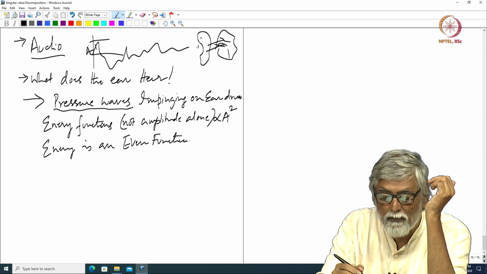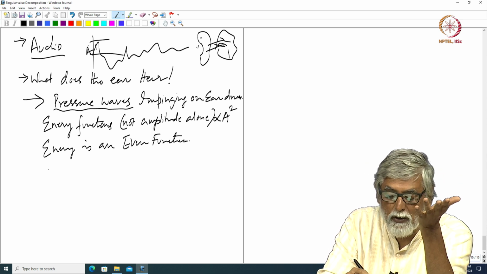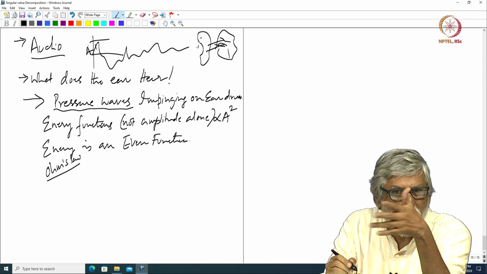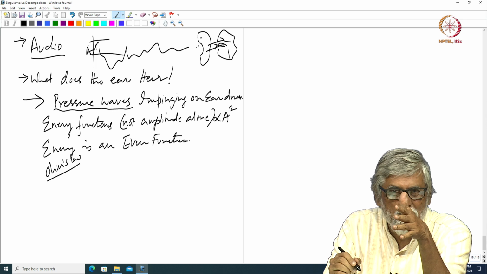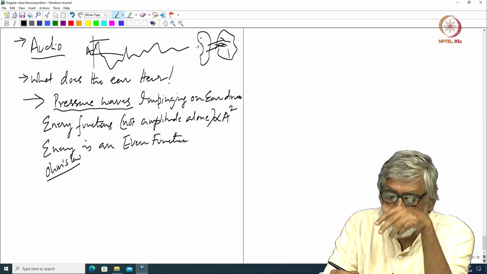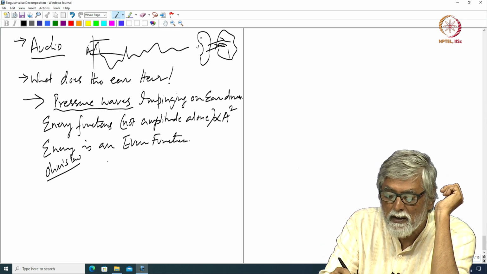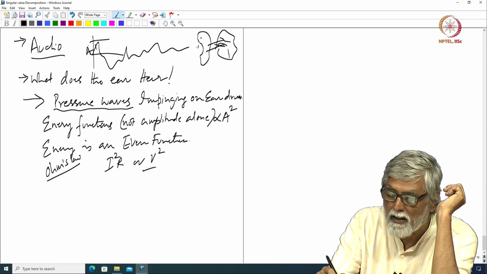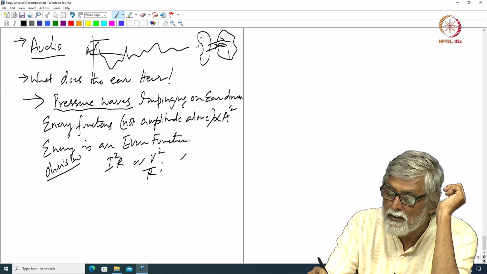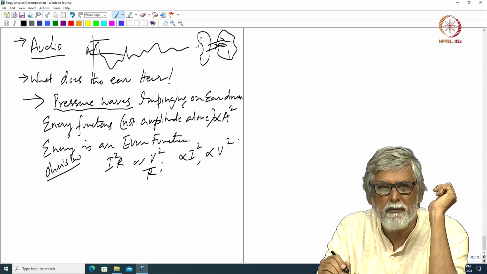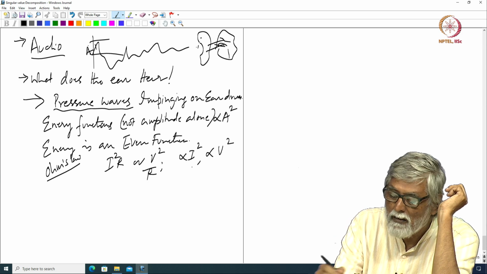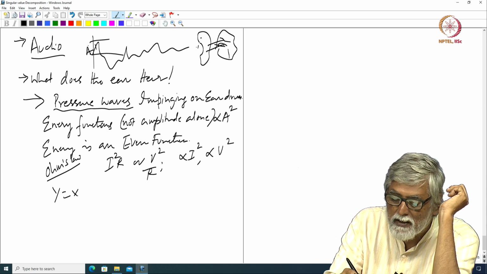Take your simple Ohm's law. It is also true of all your mechanics and physics laws. When you look at energy, energy basically is I squared R or V squared by R, which means proportional to I squared or proportional to V squared. So energy functions are even because it is of the type y equal to x squared.